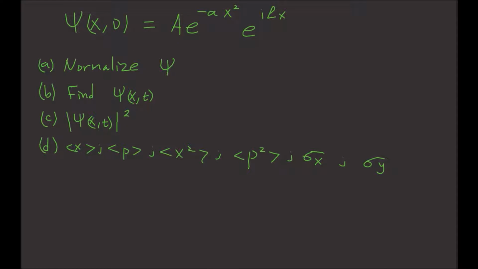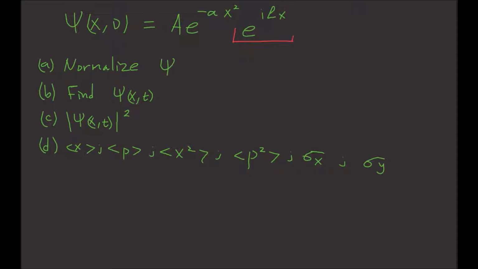In video number 19, we analyzed the stationary Gaussian wave packet, and now we have to do the same problem but for the traveling Gaussian wave packet. Our wave function psi of x comma 0 is given by A times e to the minus a times x squared, and we have this new extra term right now. In video number 19 we didn't have this term, this is the new term, and here L is a real constant.